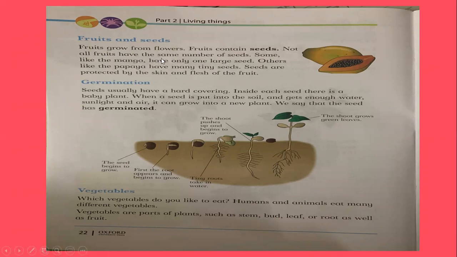Not all fruits have the same number of seeds. Yes, here, this is a papaya. I will show you different types of fruits with seeds. Some, like the mango, have only one large seed. Others, like the papaya, have many tiny seeds. Seeds are protected by the skin and flesh of the fruit. This is the skin, the outer part, and this is the flesh, what you like to eat happily. This is the flesh of the fruit.